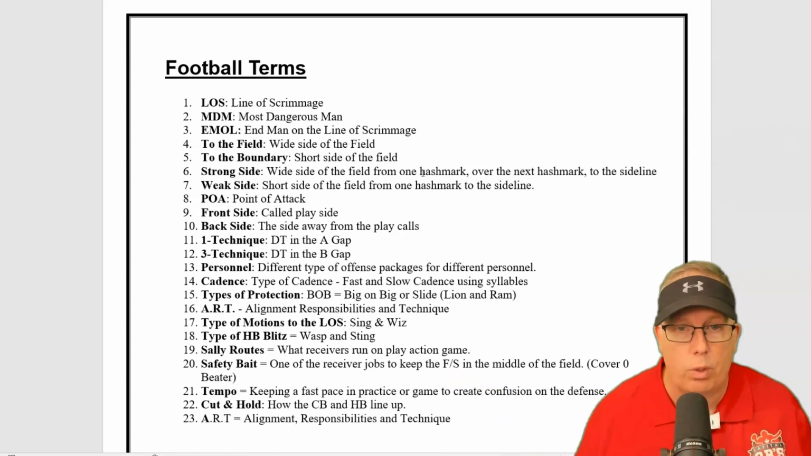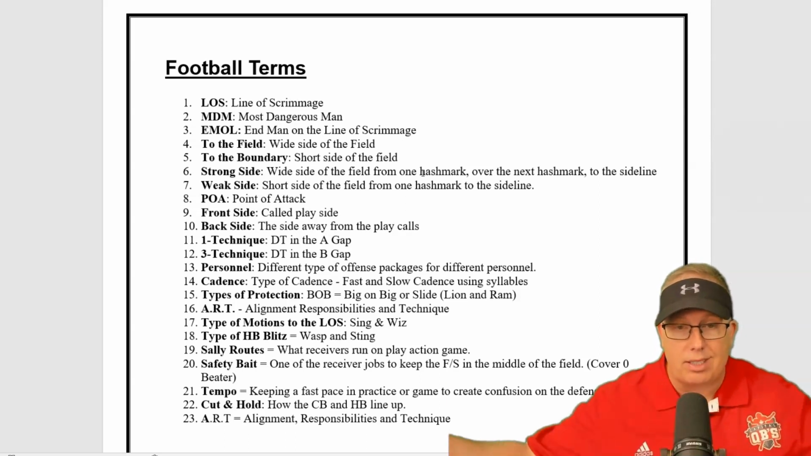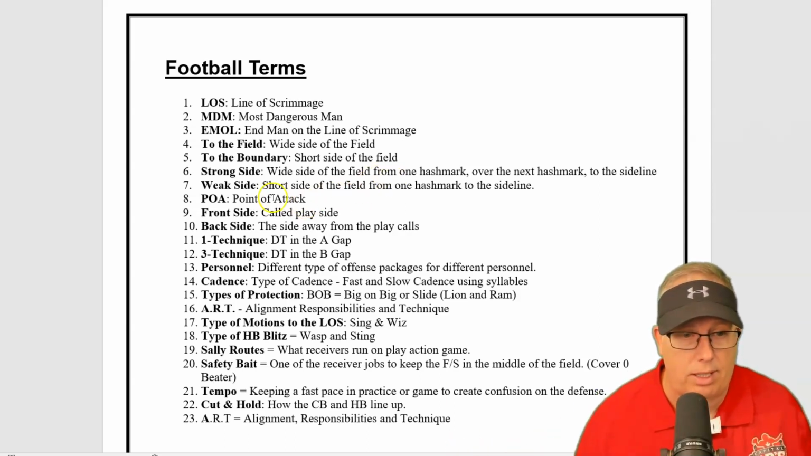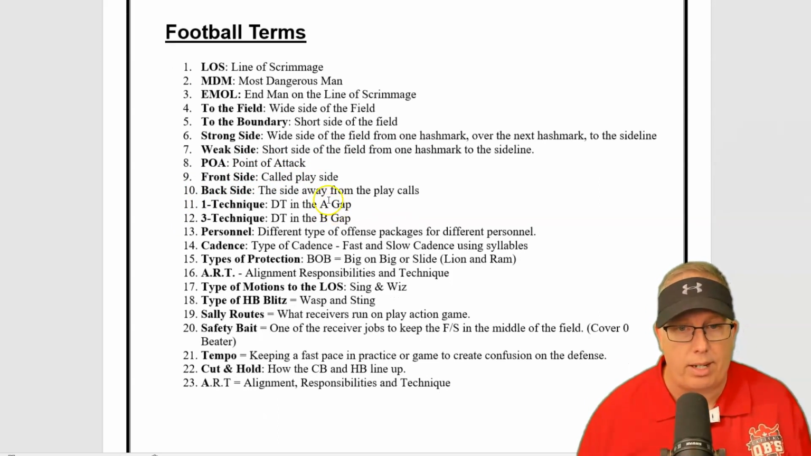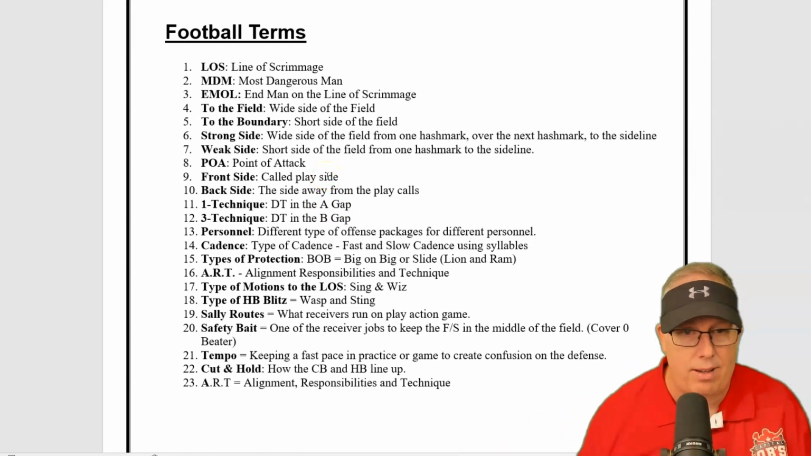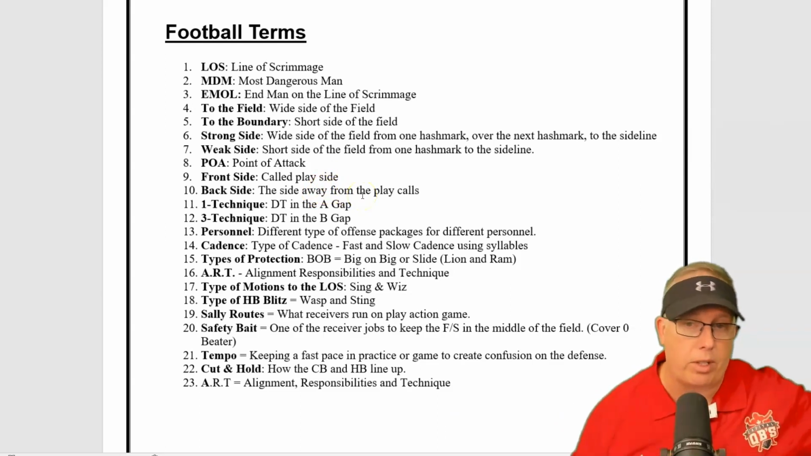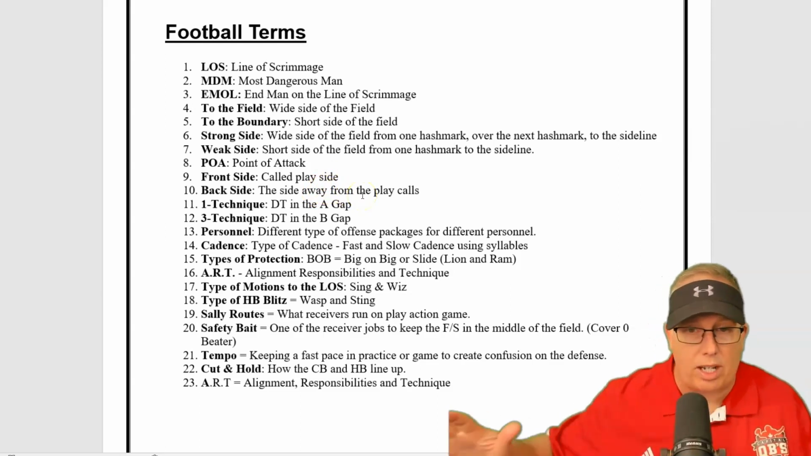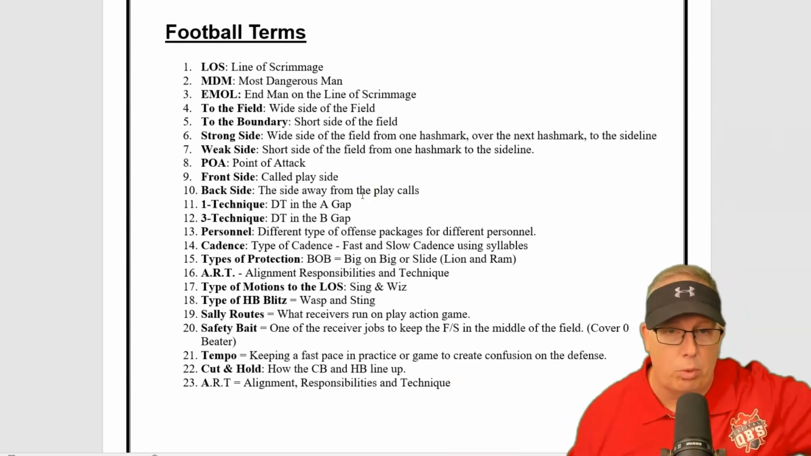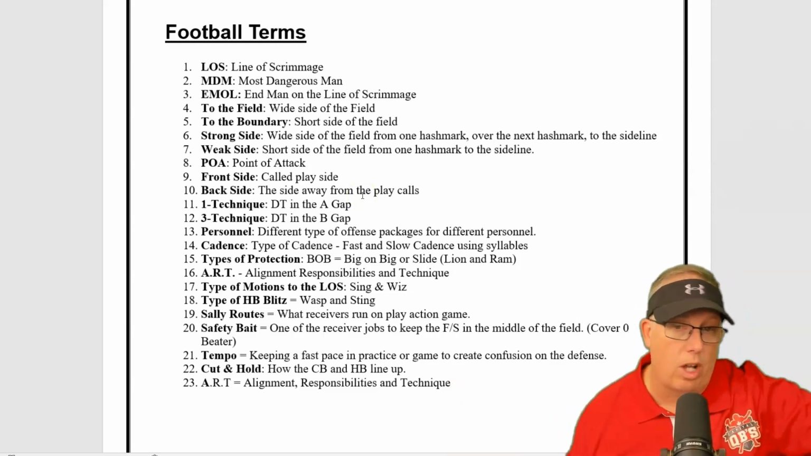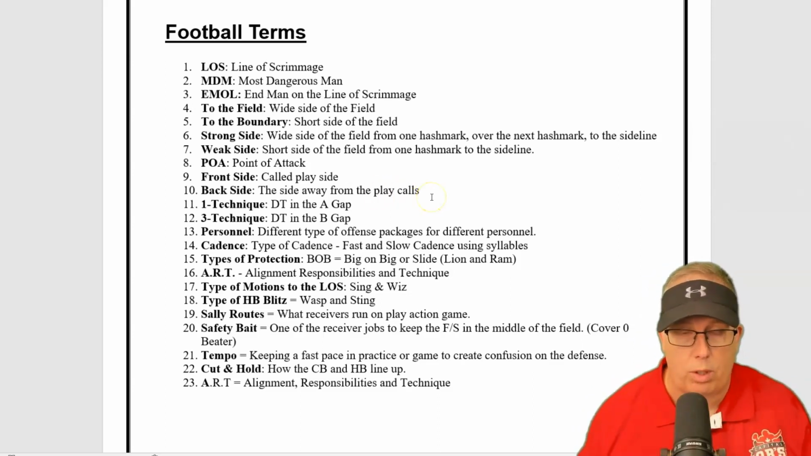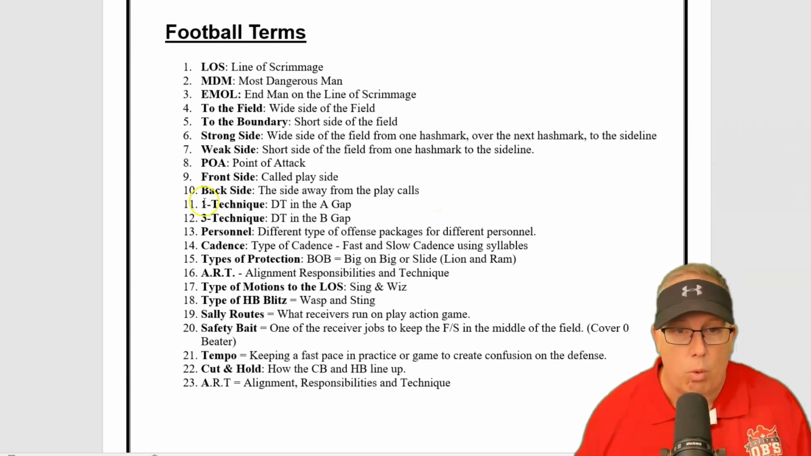Point of attack, POA. Where's the point of attack we're going to go on defense? Are we attacking the A gap, B gap, C gap, the secondary? Those are things we're going to talk about in the point of attack. Front side is the call side, right? So if we're making an outside zone call to the play side, to the right, that's the play side. And the back side is the side away from the call, right? So if we're running outside zone to the right, then we'll say, well, what's the back side doing? Well, they're probably running a Sally route or they're stock blocking, depending on what your coordinator wants to do when they are running their plays. 1 technique, 3 technique, right? We'll get to that in the video.